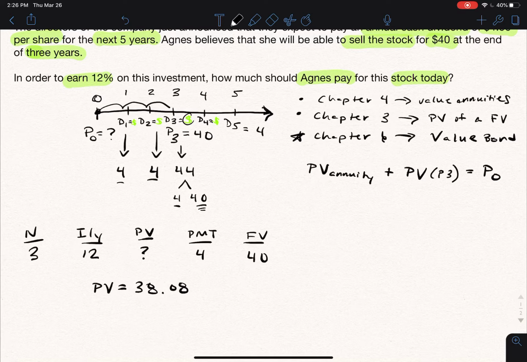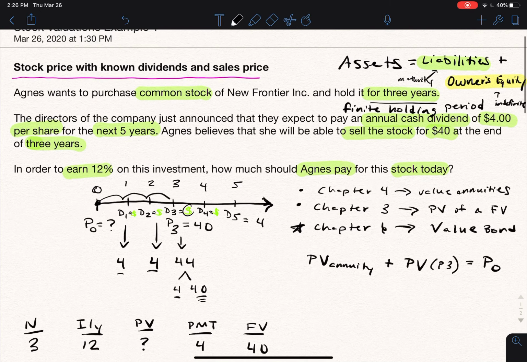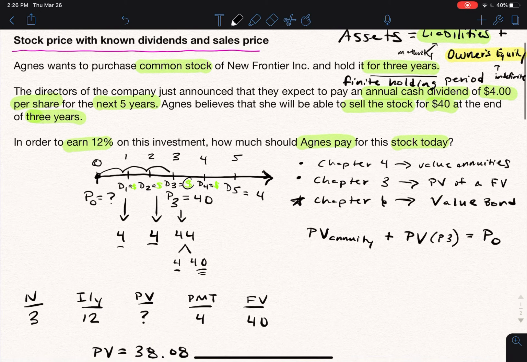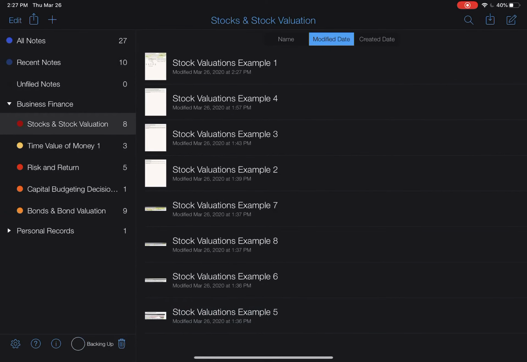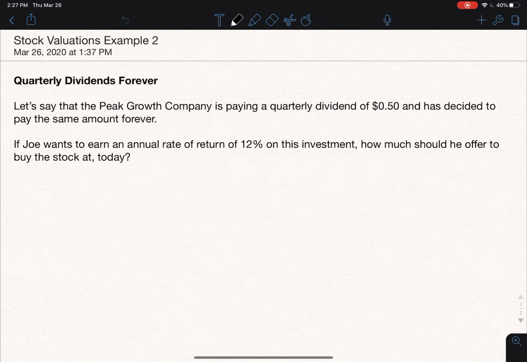Of course, it should have been really simple because you already really learned how to do this with bonds. And like I said, we start off really easy just to kind of get you more familiar with the vocabulary of working with stocks, but it is going to get harder as we move forward. So let's jump to the next example because I'm going to try to do 2 examples on this one video. So let's go to stock valuations example 2.